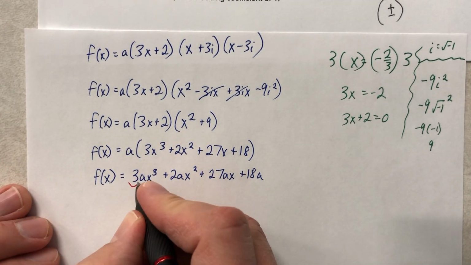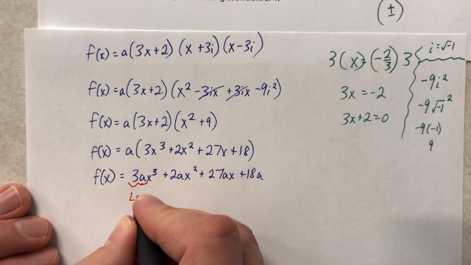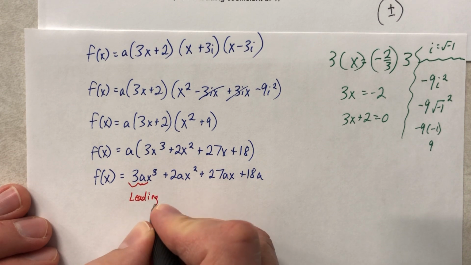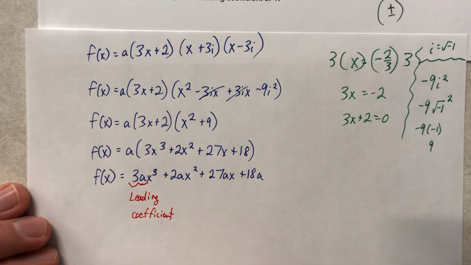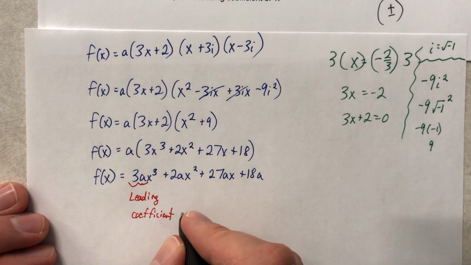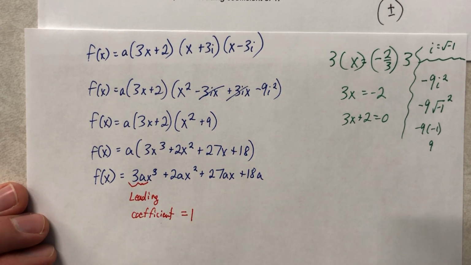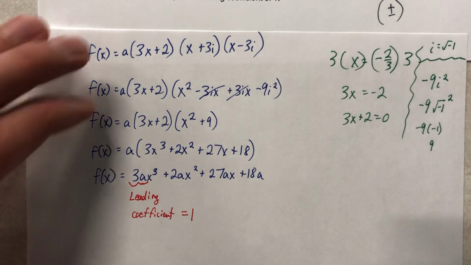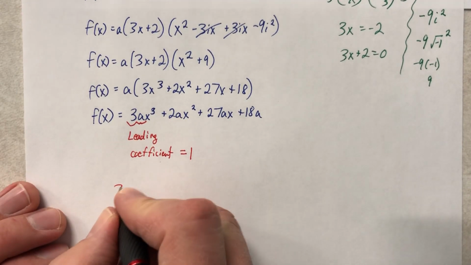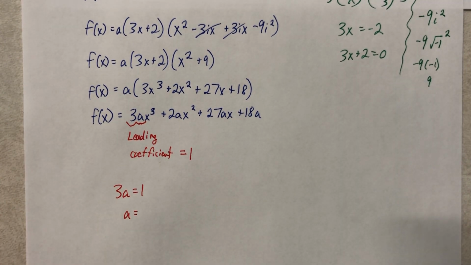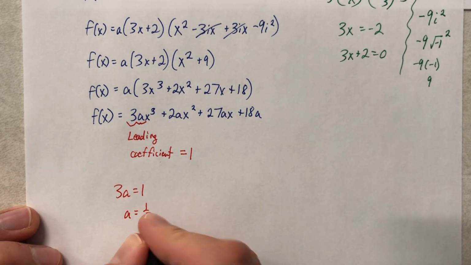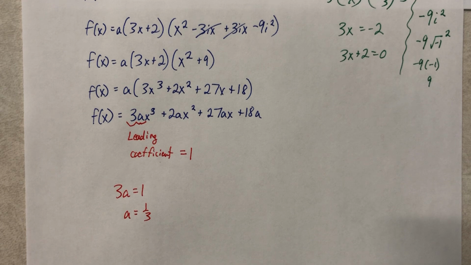This is my leading coefficient. And I want it to equal 1. But it doesn't. So let's make it. If 3a equaled 1, what would a be? 1/3. All of a sudden, everything is going to come into focus here.